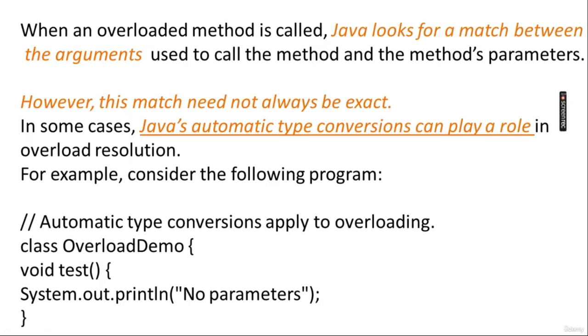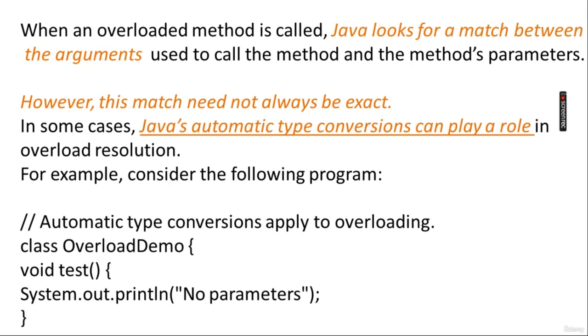When an overloaded method is called, Java looks for a match between the arguments used to call the method and the method's parameters. However, this match need not always be exact. What does this mean? In some cases, Java's automatic type conversions can play a role in overload resolution. For example, at some time you may have a data type that is passed while calling, but it is not present in the definition of the function. So any related type can be converted, Java will check. So this type can be converted to any related method definition, Java will check and then decide which method should I call.